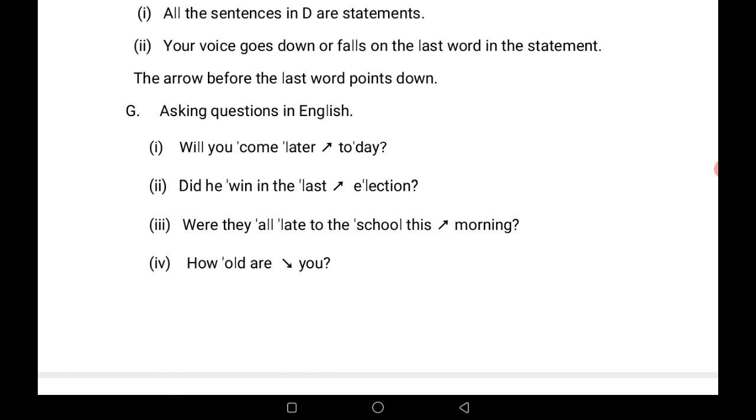And the second one is WH questions. These are questions that require statements as answer. That is, you cannot answer WH questions with yes or no. You have to construct a statement. For instance, how old are you? Can I say yes or no? So you need to answer it with a statement. I am 10 years old. I also made you understand that all yes or no questions usually have rising tune, while all WH questions usually have falling tune.